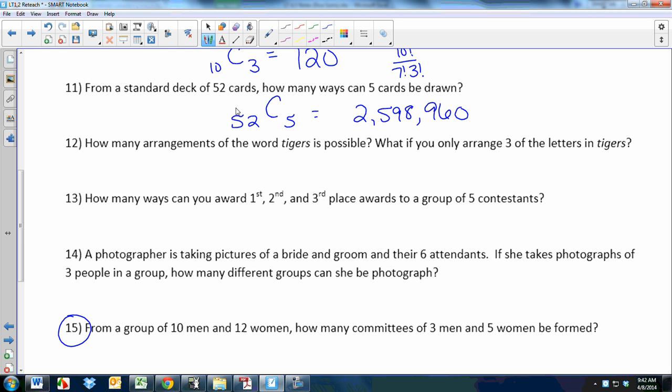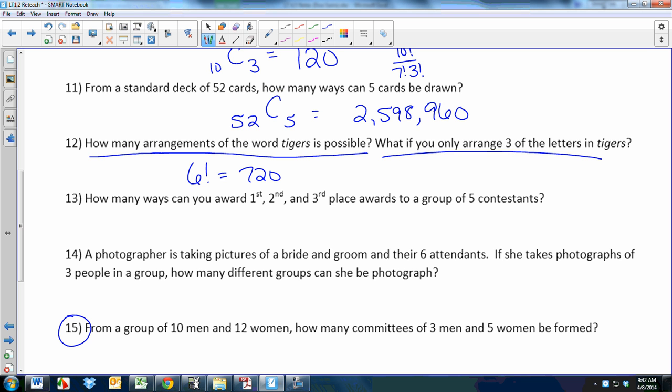Are you arranging all 6 letters? Okay, this is a 2-part question. The first part asks how many ways you can arrange the letters in tigers, so all 6 of them. It would be 6 factorial. But the second part asks what if you were only arranging 3. So if you didn't catch that, it is a 2-part question. 6 factorial gives you 720.